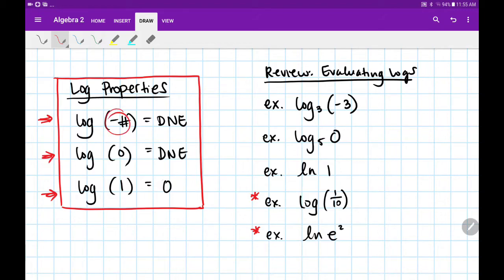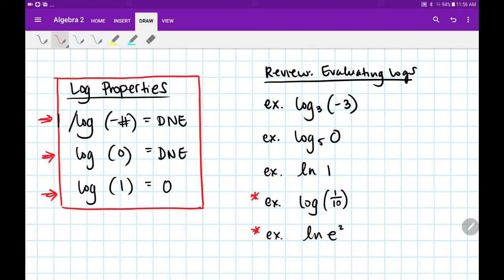Log of a negative number is always undefined or does not exist. It doesn't matter what your base is. Your base could be 10, for example. Your base could be e, so that means that this could be natural log also. Natural log of a negative number also does not exist. It could be log of base 5. Anytime there's a negative number in here, the answer is does not exist.